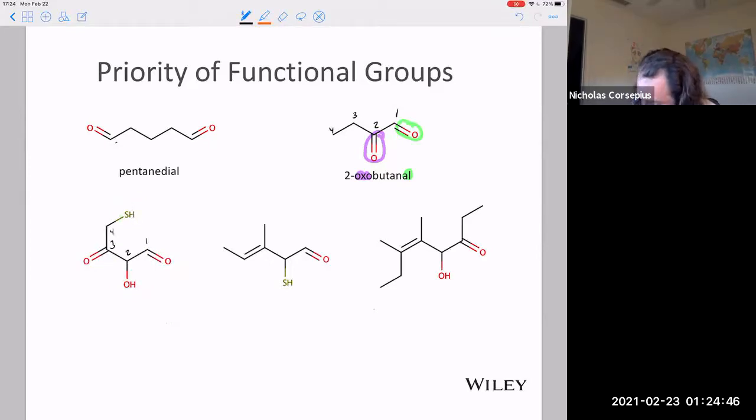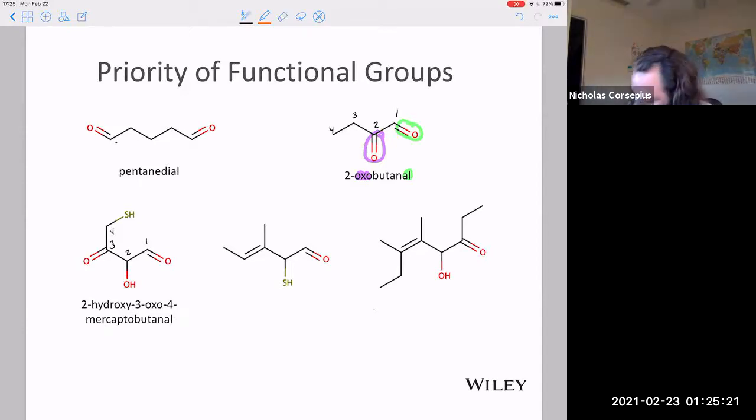Now, because the aldehyde is the highest priority, I'm going to start numbering at the aldehyde, 1, 2, 3, 4. And then I have to list all my substituents. Remember that when we build the name, we put them in alphabetical order. So it's going to start out with the 2-hydroxy, right? My alcohol group, we used to refer to it by the -ol suffix, but now that it's in a molecule with a higher priority group, it becomes the hydroxy prefix. 3-oxo, that's what my ketone becomes. 4-mercaptobutanal.